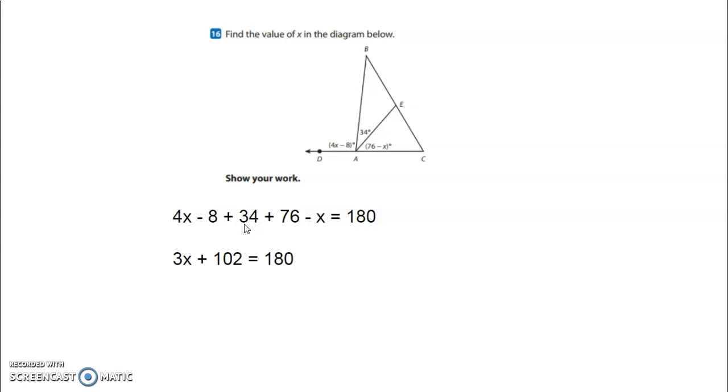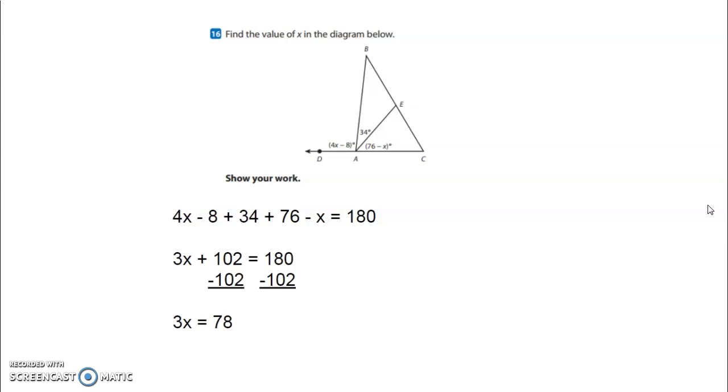All right, so I started with 34 plus 76. I often start with my positives. That gives me 110. And then I combine a negative 8 with it, so I just subtracted 10 to give me 100 and then added 2 back in. So what I have here is 3x plus 102 equals 180.